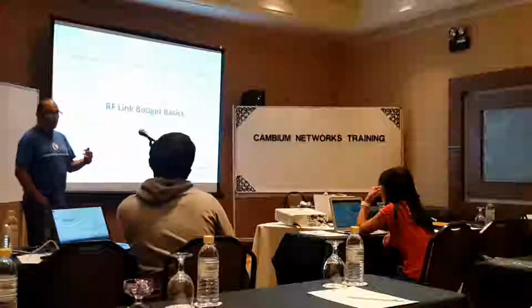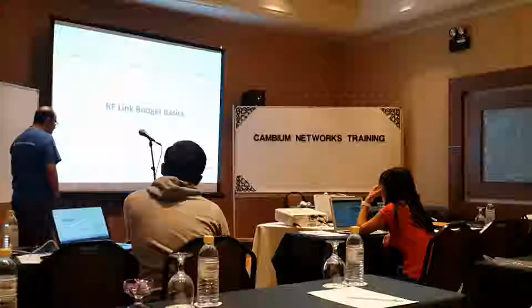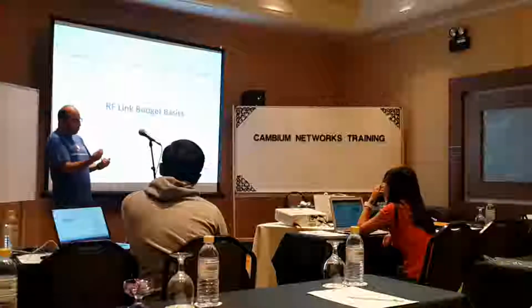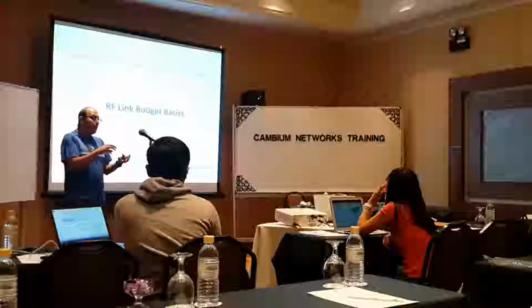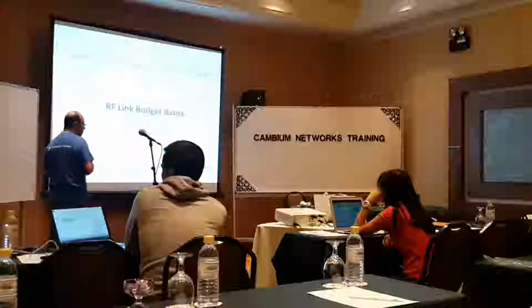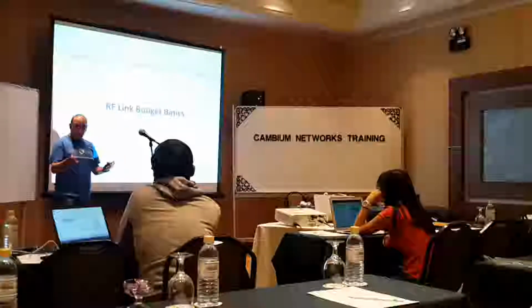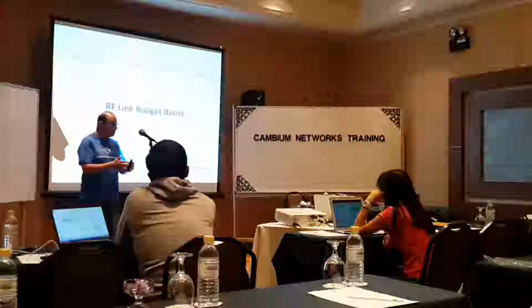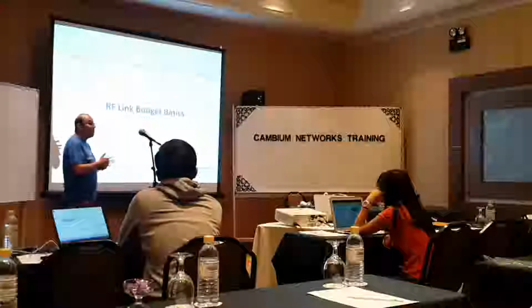Link budget calculation means a type of calculation where you can find out, by the distance that you have and the type of product that you have, how much signal strength you can expect, and based on that signal strength, how much throughput you can get. Because throughput has a direct relationship with signal strength. Although throughput also has a direct relationship with channel width, all of these variables are actually related together.